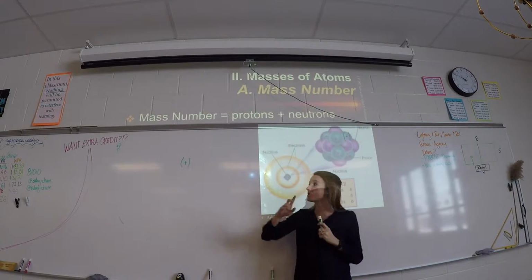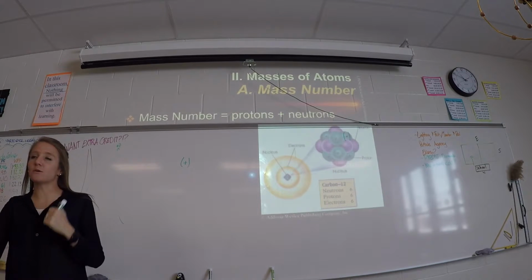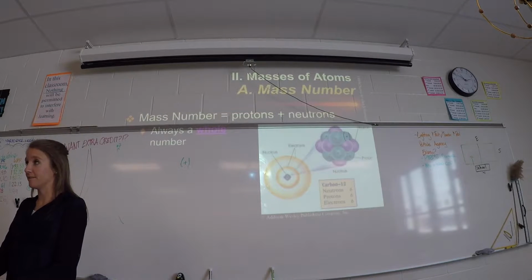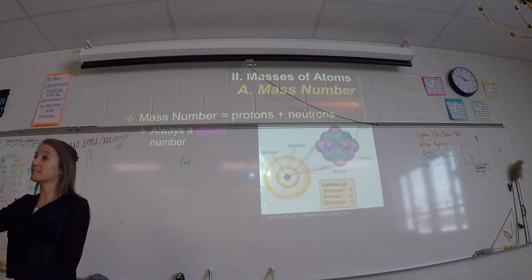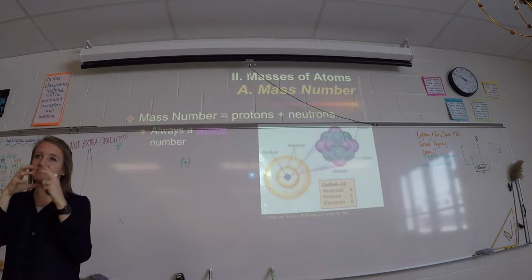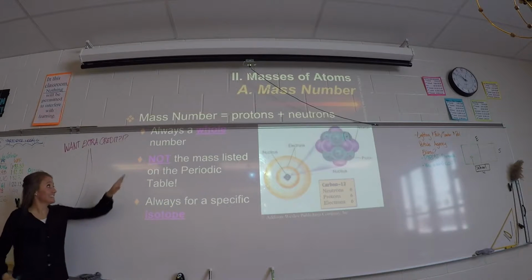We need to learn here what is known as the mass number. The mass number equals the protons plus the neutrons, which means it has to be a whole number. Because even though protons can be split, they don't exist that way. They exist all together. This is key.